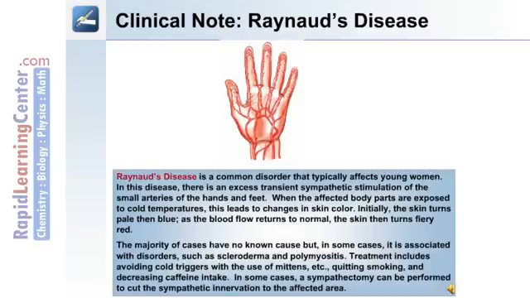The majority of cases have no known cause. In some cases, it's associated with disorders such as scleroderma and polymyositis. The treatment includes avoiding cold triggers with the use of mittens, for example, quitting smoking, and decreasing caffeine intake. In some cases, a sympathectomy can be performed to cut the sympathetic innervation to the affected area.